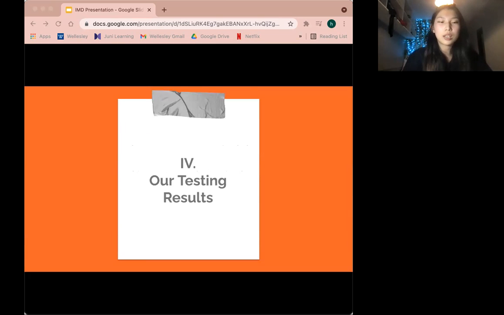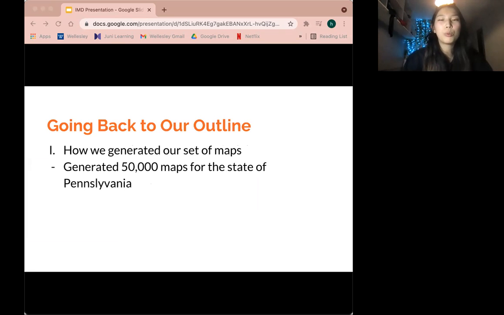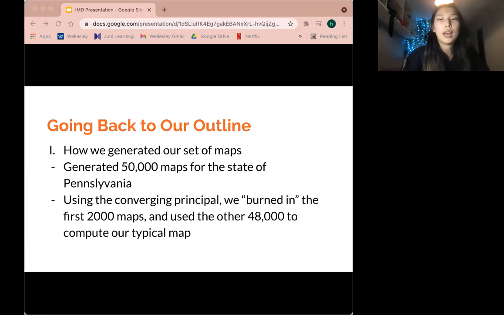And so we actually did tests on this. Going back to our outline, for our results and how we generated our set of maps, we generated 50,000 maps for the state of Pennsylvania. Using the converging principle, we burned in, which just means that we didn't use the first 2,000 maps. We only used the other 48,000 maps to calculate the median.